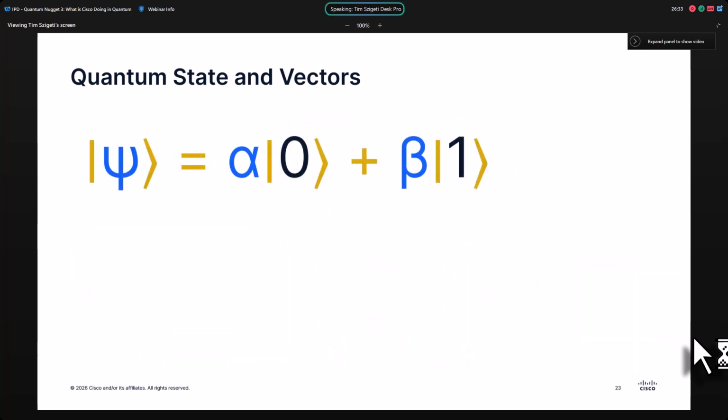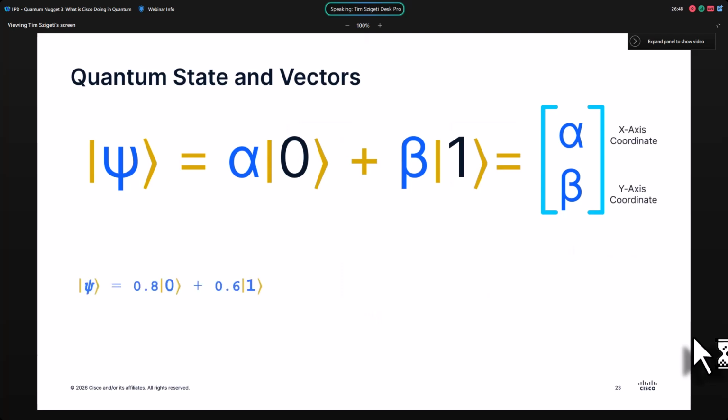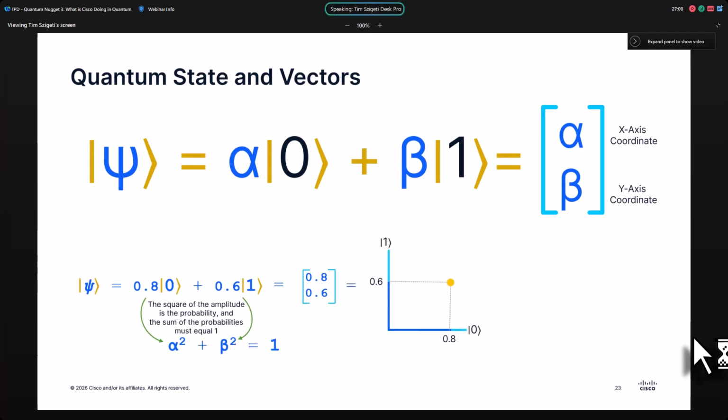It all expresses the same concepts. Okay, so then we can simplify this equation to a vector that just says alpha over beta is how we can represent that quantum equation. And on a graph, it's interesting to note that there's a property of these amplitudes, and that is that if you square the amplitudes, that represents the probability of that value being resolved to a logical state of 0 or logical state of 1.